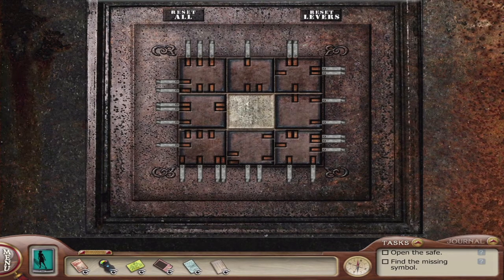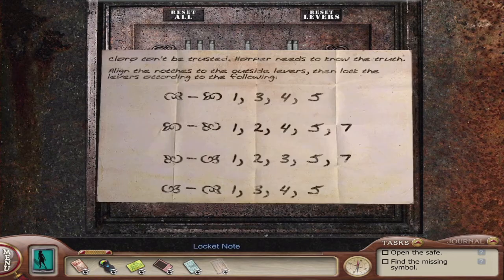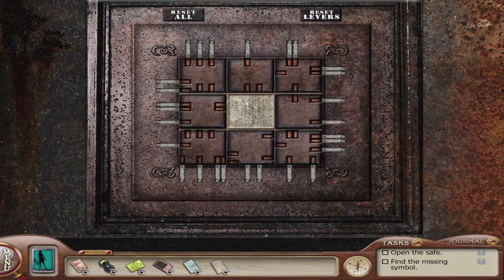Upward right to upward left. One, two, three, five, seven. One, two, three. Okay, yeah, no, I do need to get that piece in the correct spot.